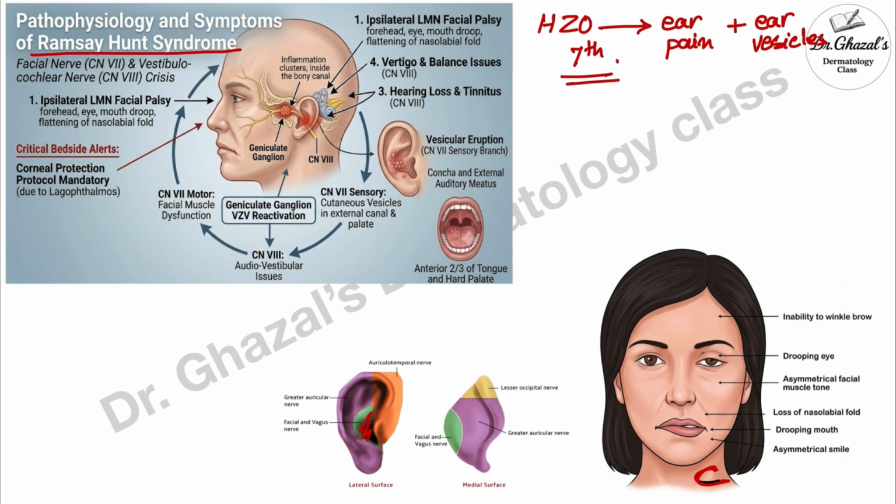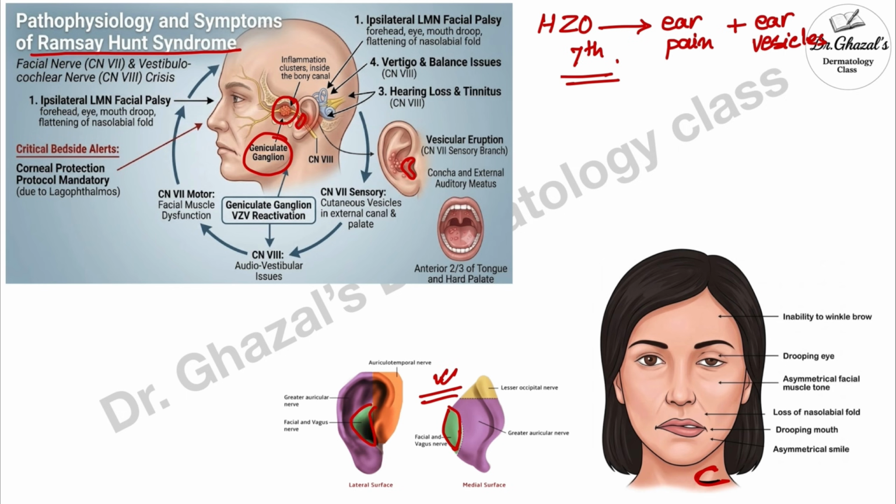Here the geniculate ganglion gets involved. The VZV reactivates in the geniculate ganglion. So we will have rash over here near the external auditory meatus. You can refer to this diagram, for this is the facial nerve supply. This one and the base of the ear posteriorly.